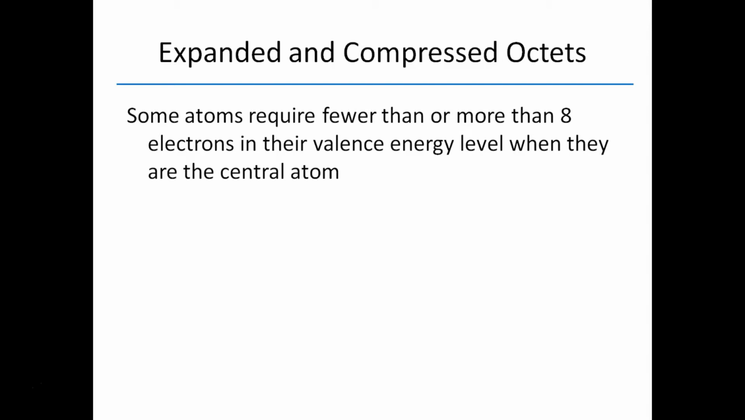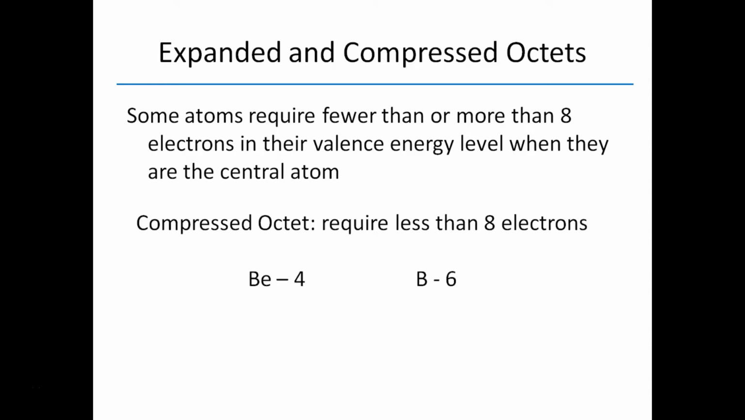Now, one of the things we have to keep in mind is that some atoms will have what we call a compressed octet, and some will have an expanded octet. A compressed octet means that they require less than 8 to fill their valence energy level when they're the central atom. The 2 atoms that we will be looking at that might have a compressed octet are beryllium and boron. If beryllium has a compressed octet, it only requires 4, and if boron has a compressed octet, it only requires 6.